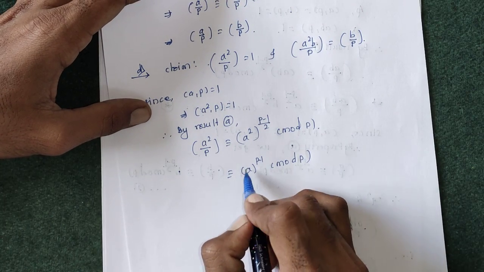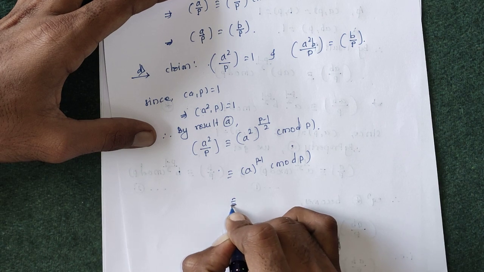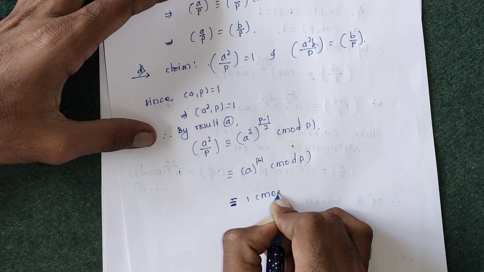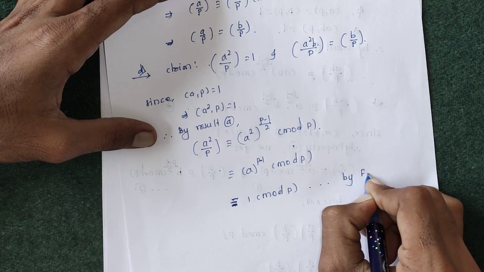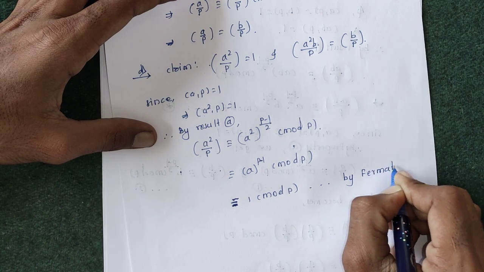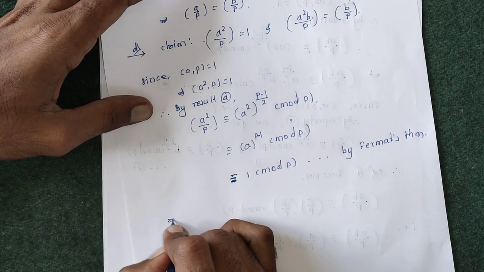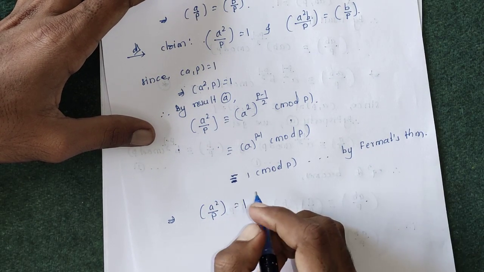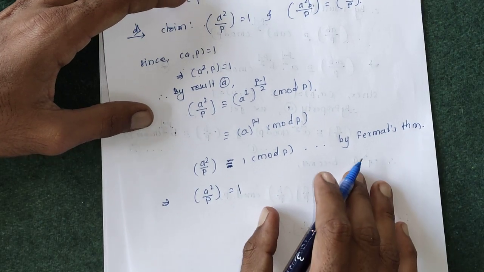Legendre symbol of a square with p is congruent to a raised to p minus 1 under modulo p. But by Fermat's theorem, we have a raised to p minus 1 is congruent to 1 mod p. So, thus we have Legendre symbol of a square with p is equal to 1.